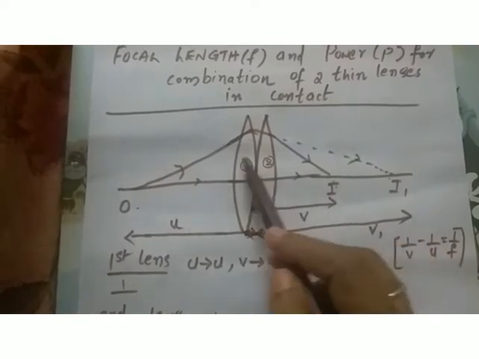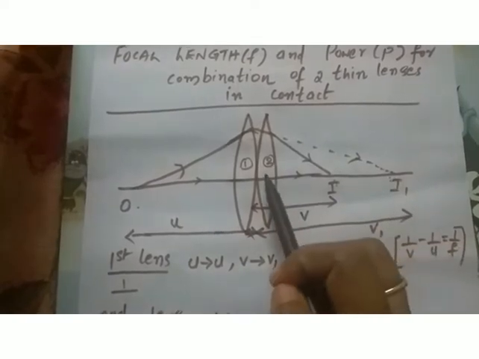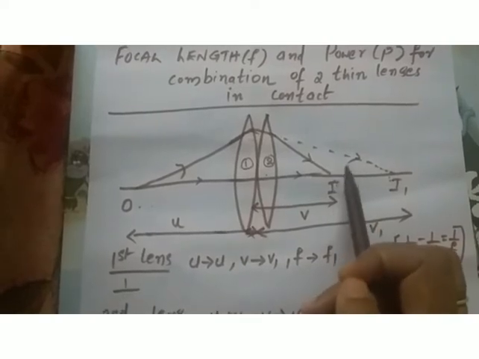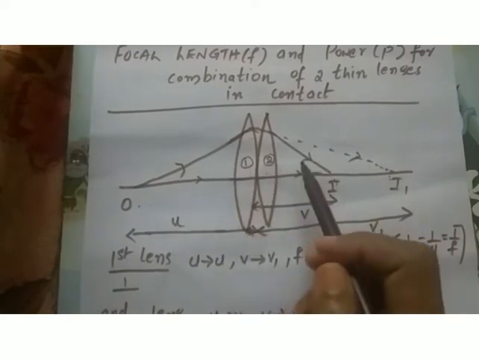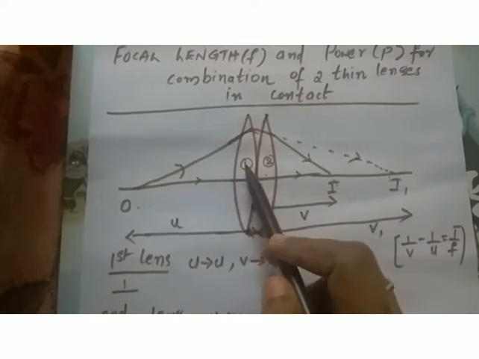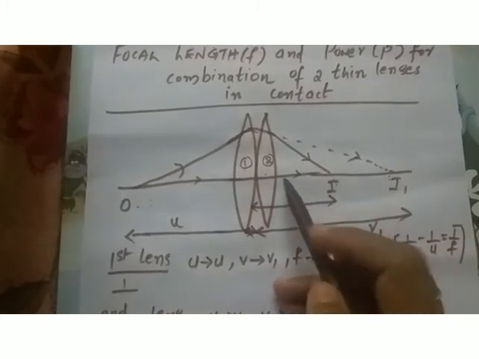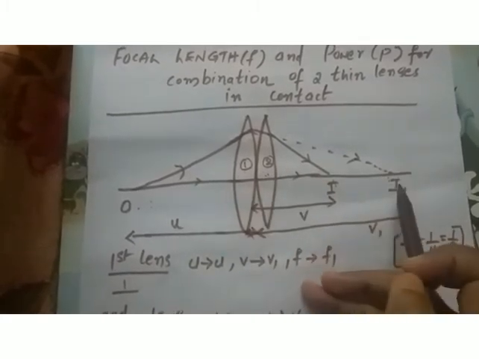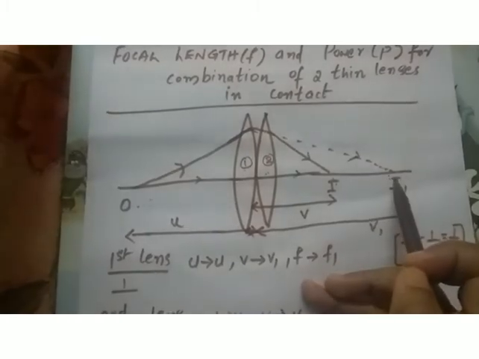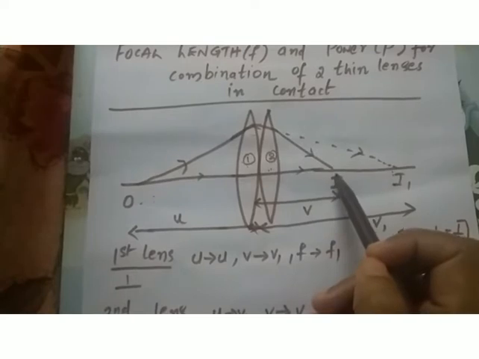For the first lens, O is the object and I1 is the image. But for the second lens, I1 is the object and I is the image, just like the assumption we made for the lens maker's formula. Children, once again I repeat the concept. For the first lens, O is the object, I1 is the image. For the second lens, I1 is the object and I is the image. So here I1 acts like a virtual object for the second lens and the final image is produced here.